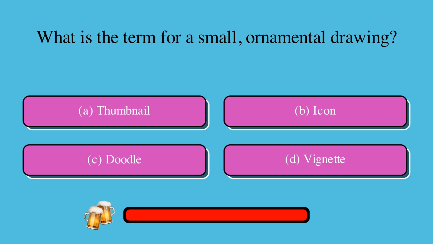What is the term for a small ornamental drawing? Is it A, thumbnail, B, icon, C, doodle, or D, vignette? The correct answer is D, vignette.